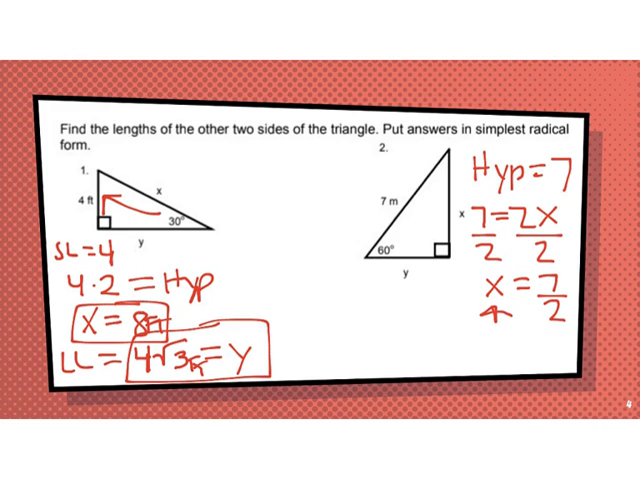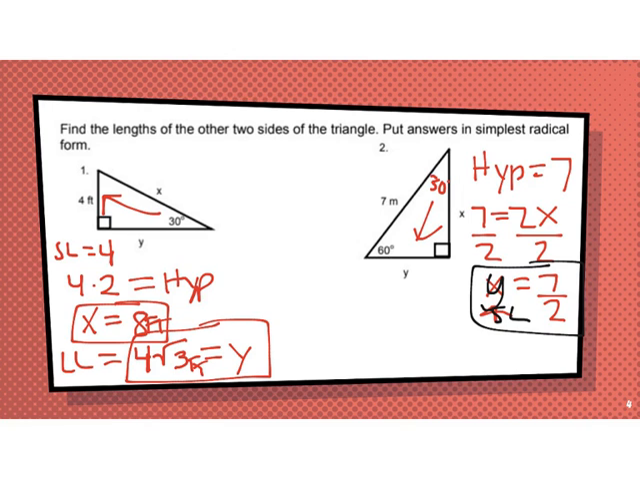However, this does not represent the short leg in this case, because remember it's a 30, 60, 90 triangle. So this actually is the letter y for right now. So this is going to be y equals 7 over 2. If it's easier, you could just say the short leg. So once you get x by itself, remember that represents the short leg.